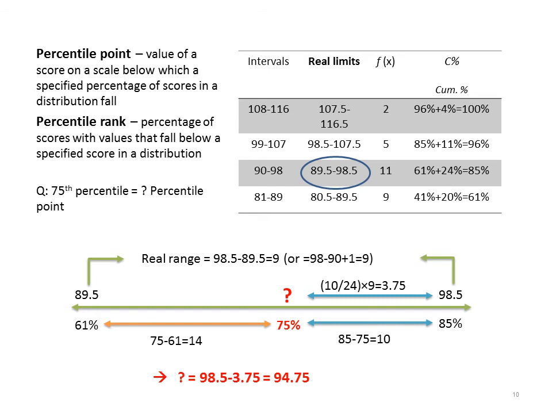First, we need to find out where the 75th percentile point belongs. 75% is more than 61% and less than 85%. So the 75th percentile point is located in the interval of 90 to 98. And the real range for this interval is 9.